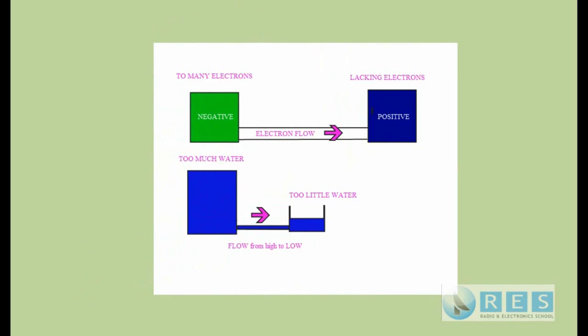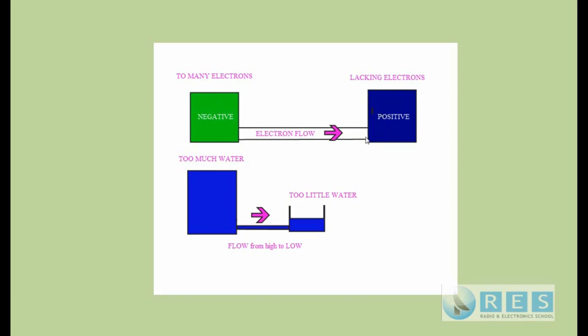Just to reinforce what we just covered, I've drawn it a little bit more symbolically. Here we have a material which is negative. Here we have a material which is positive. That means it's lacking electrons. This one has an excess of electrons. And if we put a conductor between the two, electrons will flow from the negative one to the positive one. The pressure that exists between the two is called voltage.